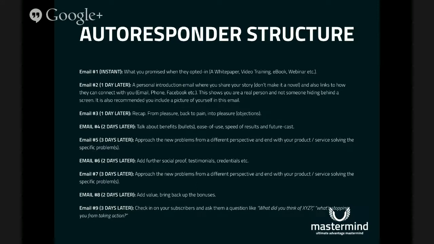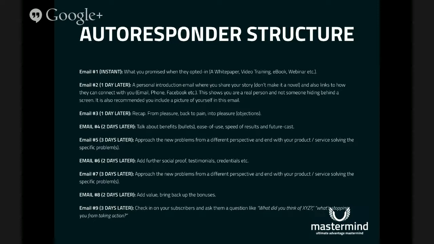The next email, email 5, which I would send out approximately 3 days later, approaches the new problems from a different perspective. Again, you want to end with your product or service being the knight in shining armor. Email number 6, which I would send out 2 days later, adds social proof. I would add some testimonials, maybe some results, maybe some of my credentials, just to make the offer more enticing.